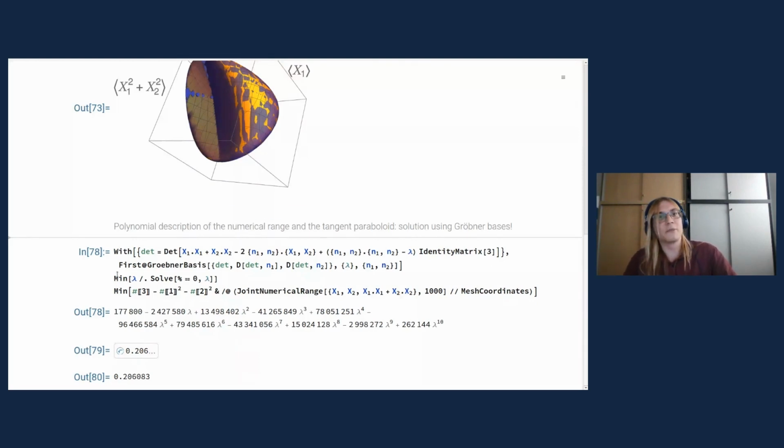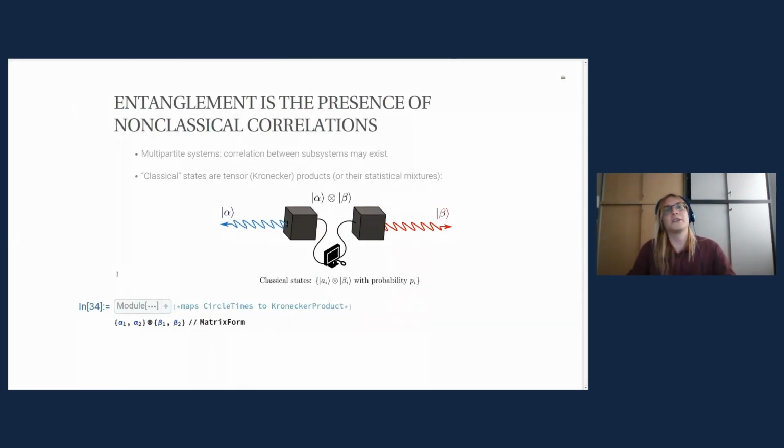But that's not all of them, because you can also use the joint numerical ranges for entanglement detection. So just a very basic primer. If we have two systems, essentially, and two states in the two systems, so here alpha and beta, prepared by two different devices, or controlled by a computer perhaps, but that's a classical link. Then the joint state might be of this form, essentially just a tensor product or Kronecker product of alpha and beta, or a statistical mixture of states like this, so that we could have some correlations between the two different subsystems.